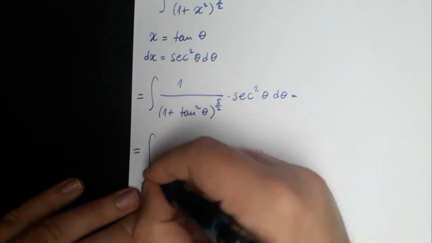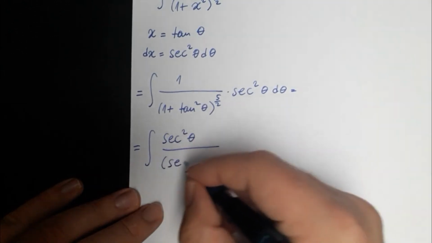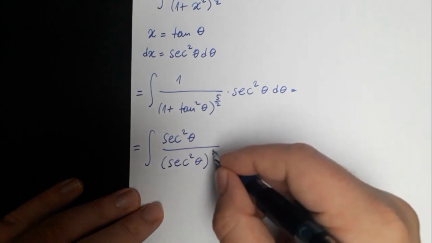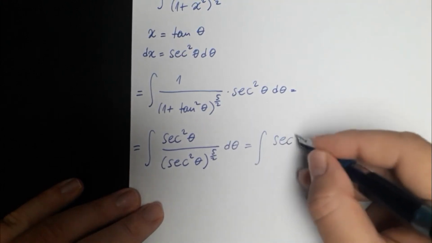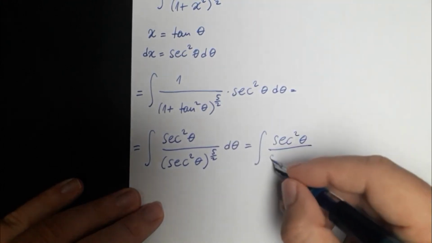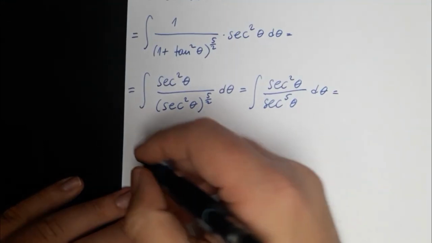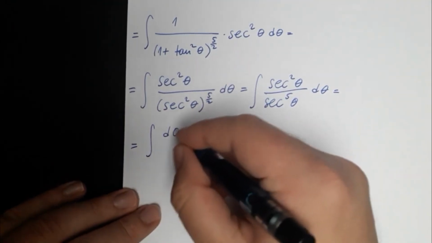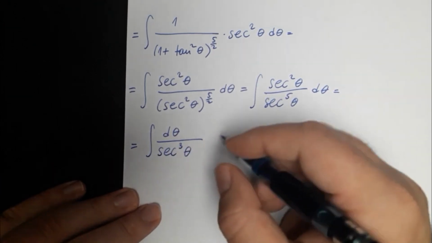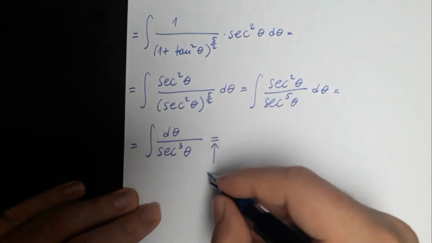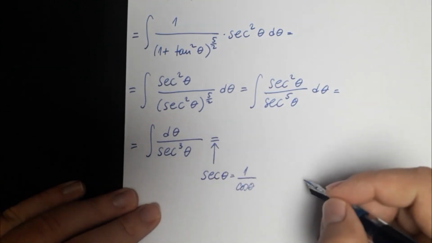This is then equal to an integral of secant squared theta divided by secant squared theta to the power 5 divided by 2 d theta, which is equal to the secant squared theta divided by secant to the fifth power theta d theta. Well, this is equal to an integral of d theta divided by the secant to the third power theta, and what we can use is that secant theta is equal to 1 divided by cosine of theta.